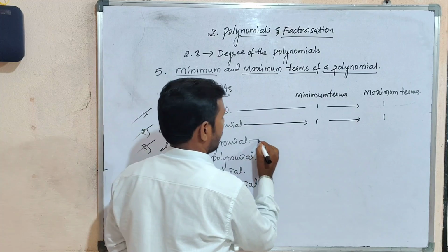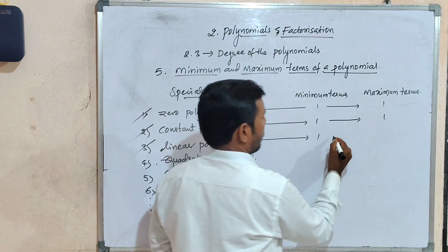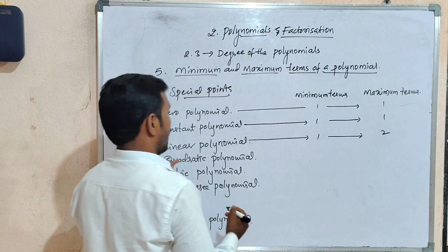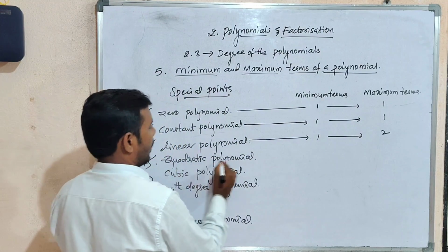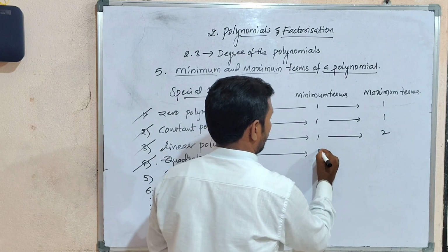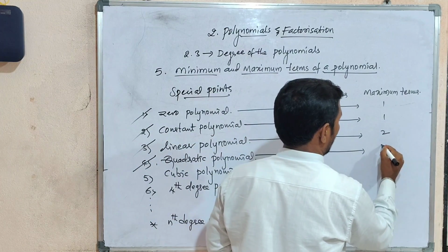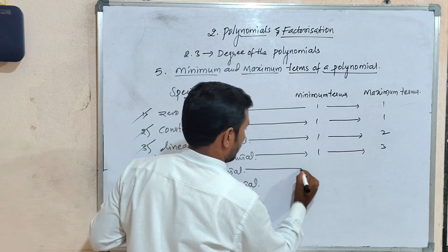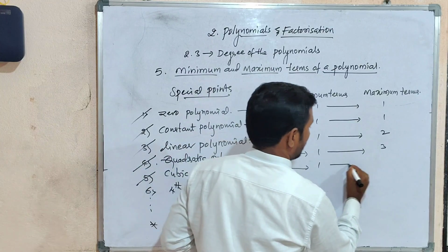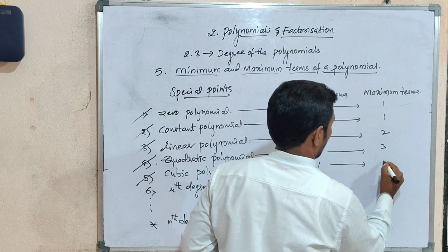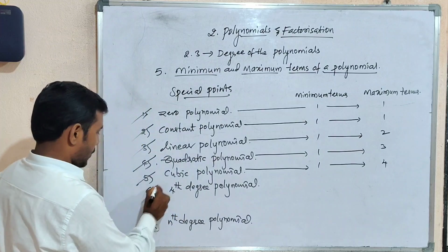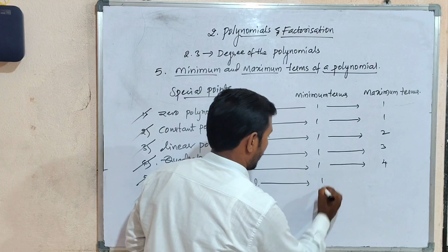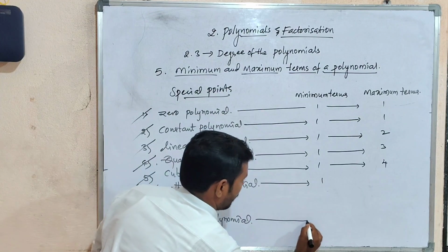Now let us go with the third one. Linear polynomial: minimum terms 1, maximum terms 2. Fourth one, observe. Quadratic polynomial: minimum term 1, maximum term 3. Fifth one, cubic polynomial: minimum term 1, maximum terms 4. Sixth one, fourth degree polynomial. Minimum however is 1. For an nth degree polynomial also, minimum is 1.